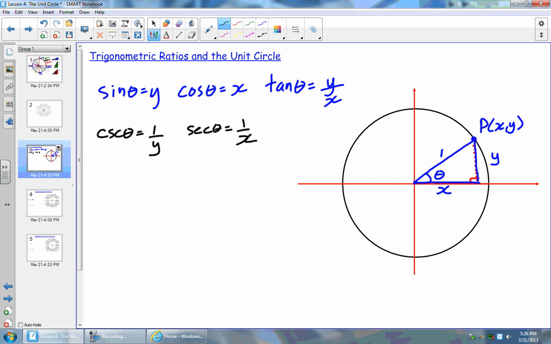All right, so if we keep going here, the last one, the reciprocal of tan theta is cotangent theta, and the reciprocal is x over y. So once again, you're just flipping that fraction. So here are all the trig ratios and their reciprocals of a point on the unit circle.